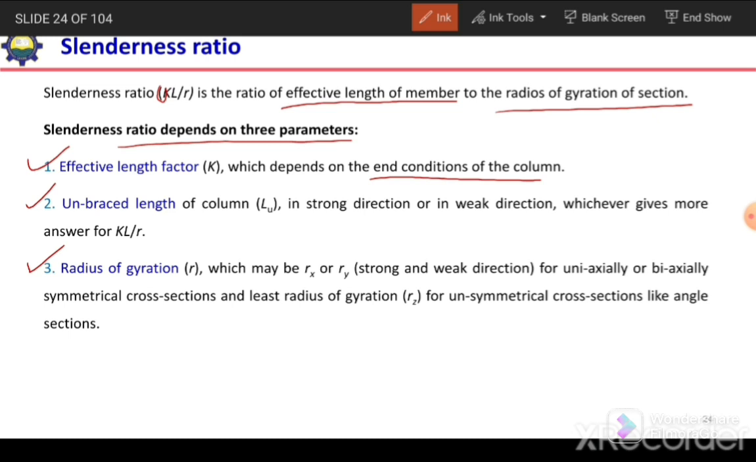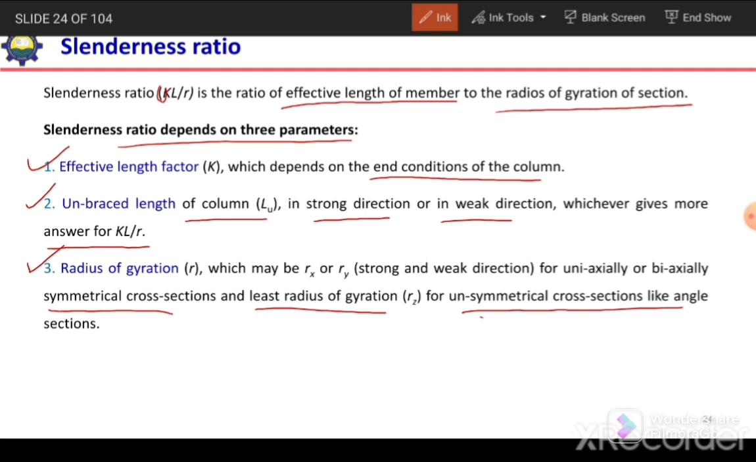The second one is the unbraced length of the column, in the strong direction or in the weak direction, whichever gives the larger value for KL over R. And the third parameter is radius of gyration, which may be Rx, Ry, strong and weak direction, for uniaxially and biaxially symmetrical cross sections, and least radius of gyration Rz for unsymmetrical cross sections.